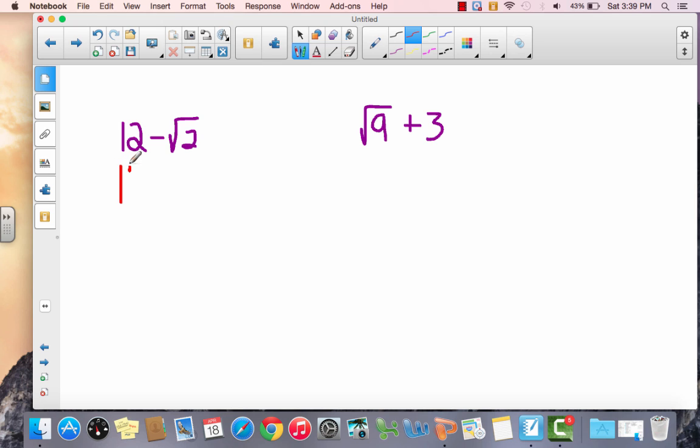So this expression can become 12 minus 1.4. And if I actually find the difference there, I get an answer of 10.6. In my second problem, the square root of 9 is a perfect square. I know that to be 3. So I just solve 3 plus 3, and that gives me 6. 10.6 is greater than 6, so I would use my greater than symbol.